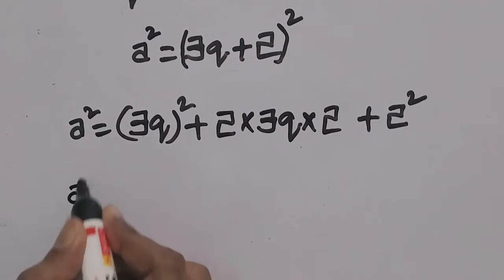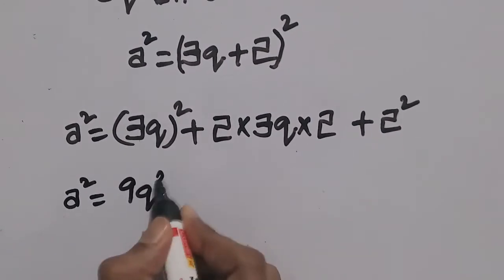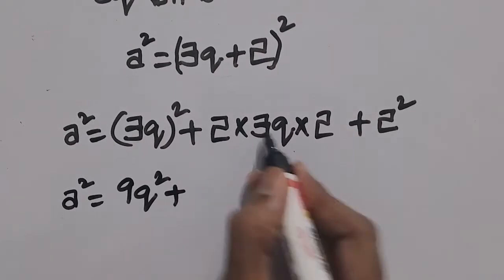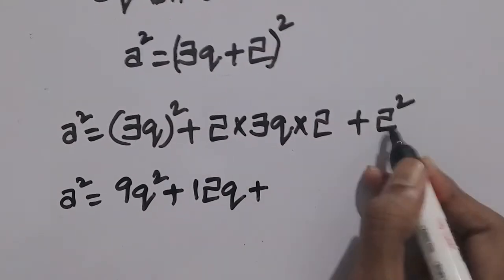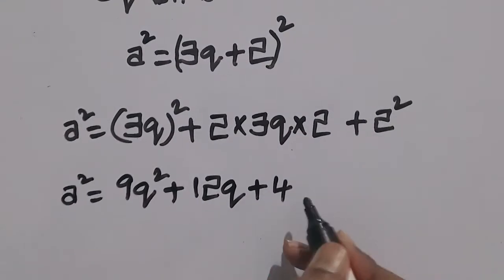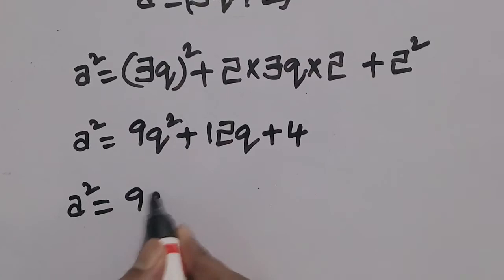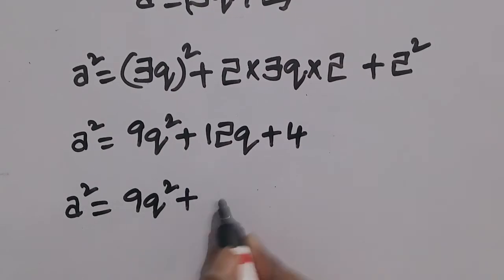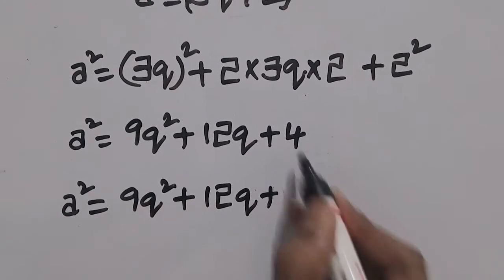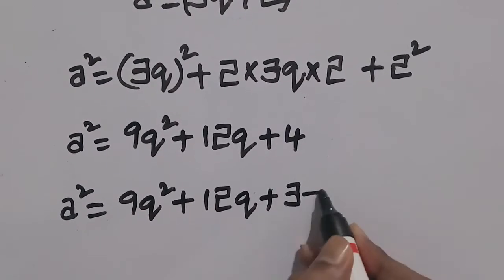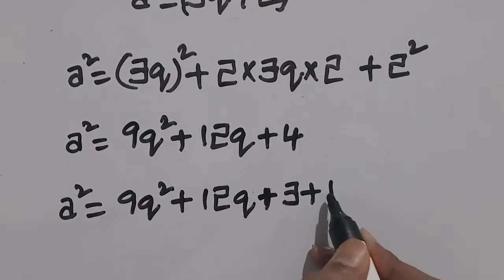Now a square is equal to 3 into 3, 9q square, plus 2 into 3 is 6, 6 into 2 is 12q, plus 2 into 2, 4. Okay, now again a square is equal to 9q square plus 12q plus 4. I am writing this 4 in 3 plus 1 terms also, we can write now. Therefore I am writing 4 as 3 plus 1.